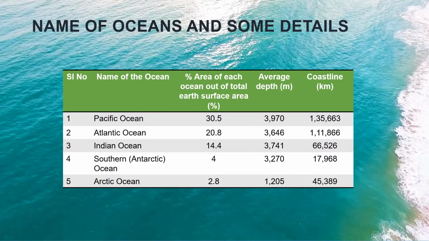The coastal length of Pacific Ocean is 1,35,663 meter, and for Atlantic Ocean the coastline length is 1,11,866 meter, and for Indian Ocean the coastline length is 66,526 meter, and for Southern or Antarctic Ocean the coastline length is 17,968 meter, and for Arctic Ocean the coastline length is 45,389 meter.